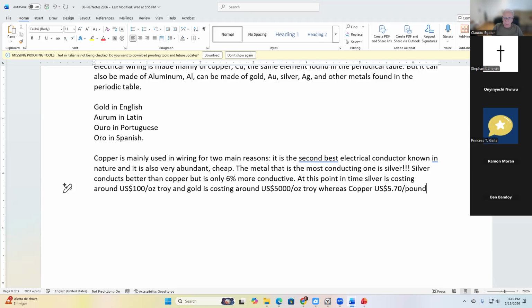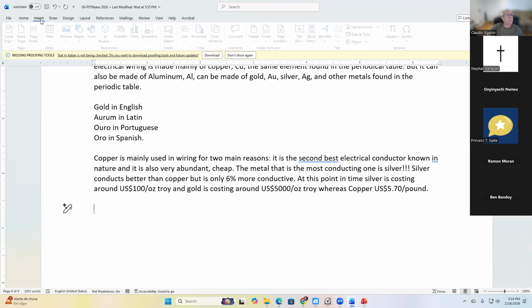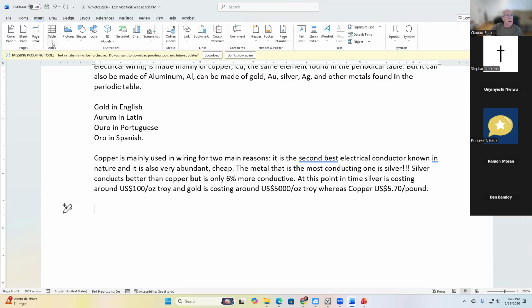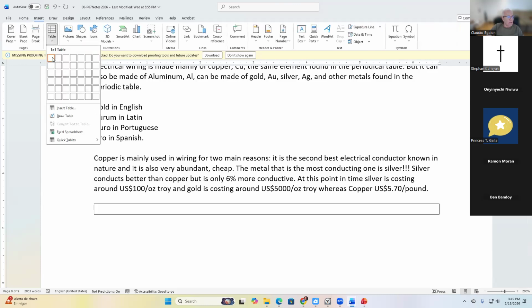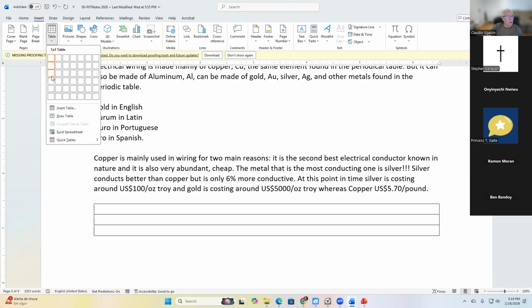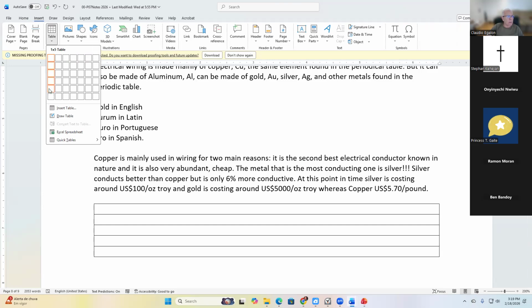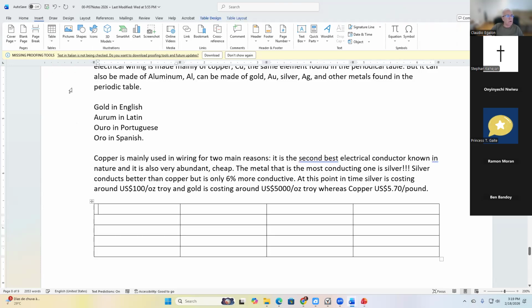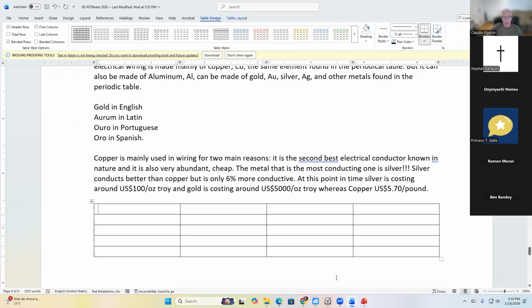Per pound, $5.70 per pound. And we can start to come up with a table. Let's see. Gold, copper, silver, copper, gold, and aluminum. I'm going to put only 4 metals here, okay? And we are talking about what price? We are talking about electrical conductivity. Let's put metal conductivity as well, so you can compare them all.